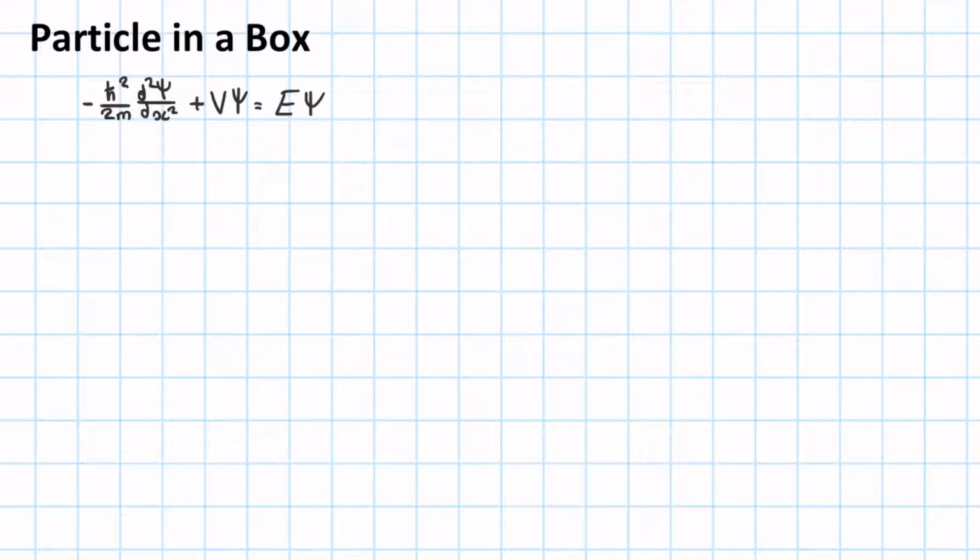The term on the left uses h bar, which is Planck's constant over 2 pi, over 2m, where m is the mass of your particle, times the second derivative of the wave function.